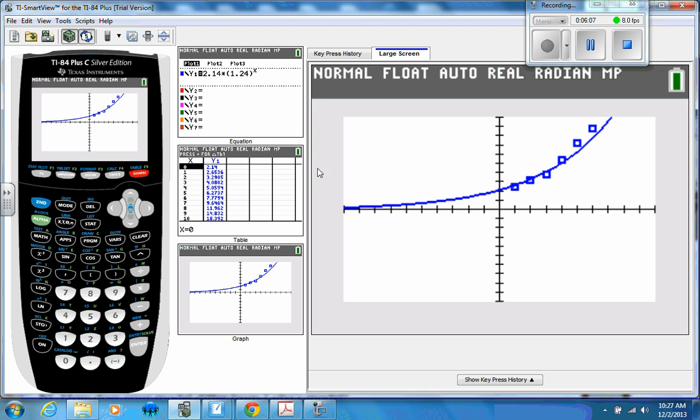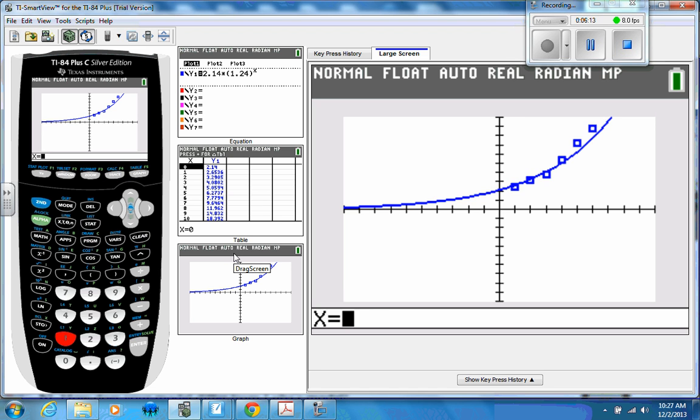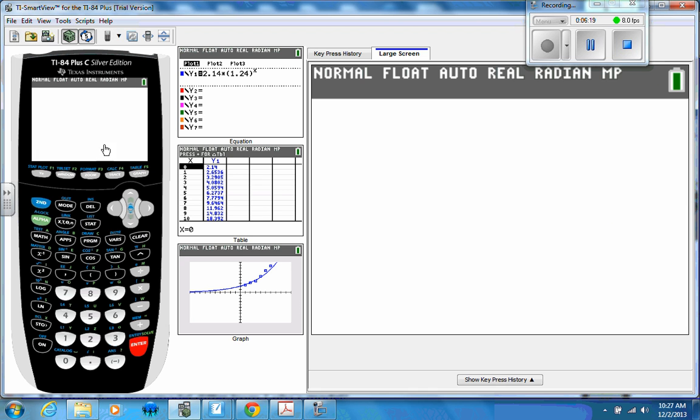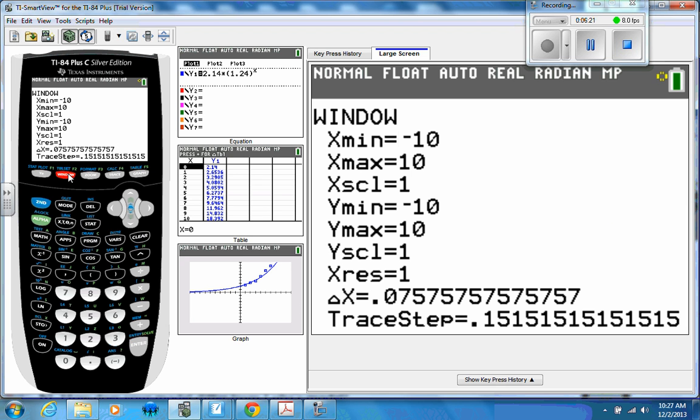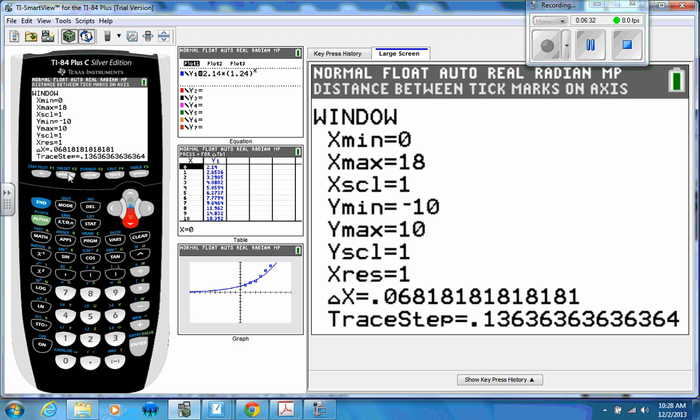From there, you can then go and hit second function trace, and you can put your value in. You want the value of 15, and hit enter. No, it's not in the range of data. So I got to go back to my window, and I got to change my window. So my minimum for my window would be 0 for x, and at least I need 15, so let's make it 18. Use a 1 for each.